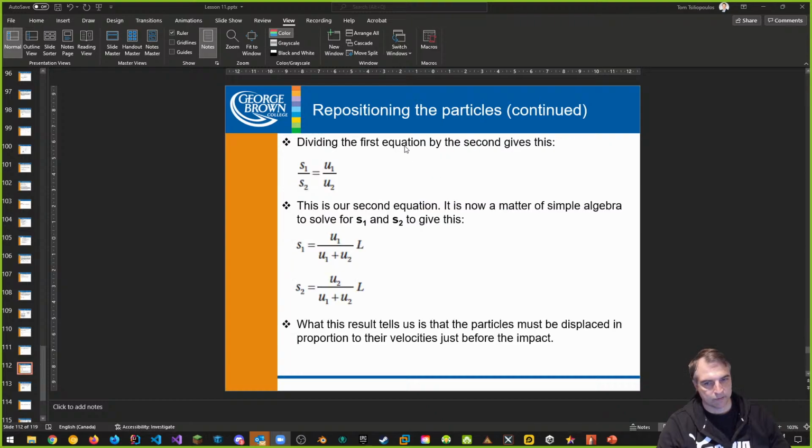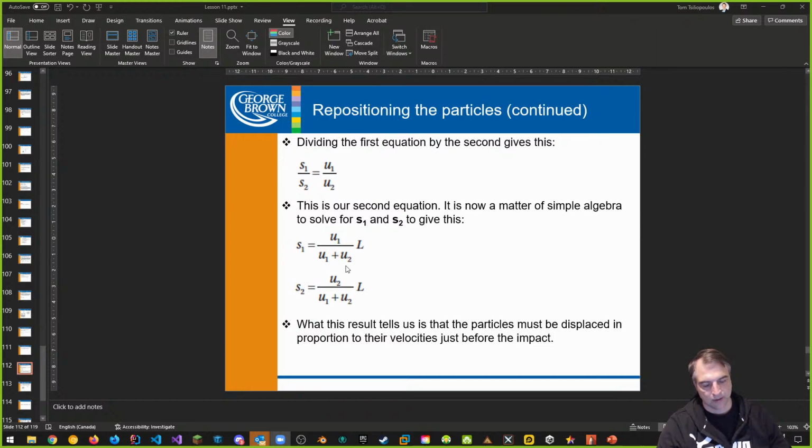All right. And then we can figure out something that looks like this. We can divide the first by the second, and we can kind of move things around, right? Some algebraic manipulation. And then it is now a matter of simple algebra to solve for S1 and S2 to give this. S1 is equal to the velocity 1 over the velocity 1 plus the velocity 2 times the total overlap. That is S1.